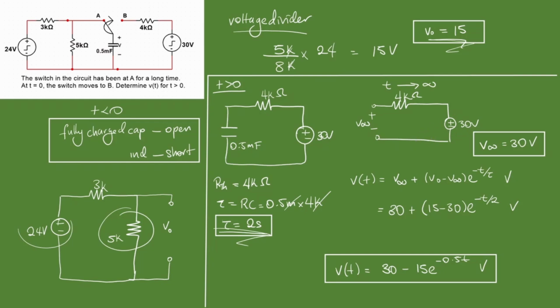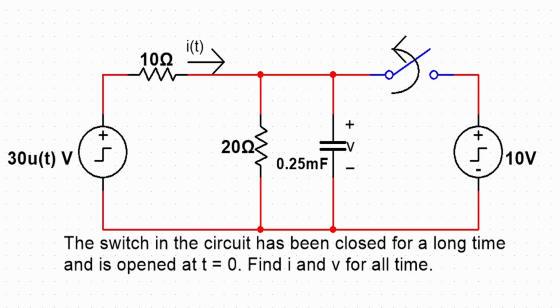All right, so let's move on. This is the second question. The switch in the circuit has been closed for a long time and is opened at t equals 0. Okay, so this is the switch in the circuit. It's been closed for a long time and is open at t equals 0.